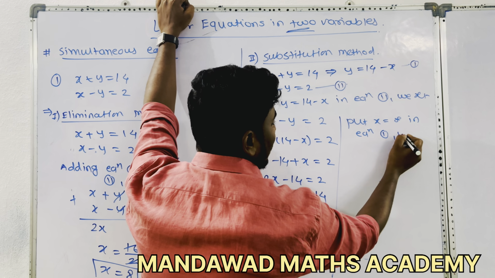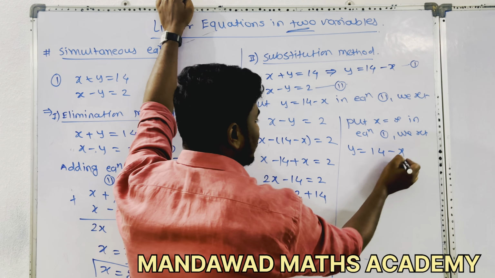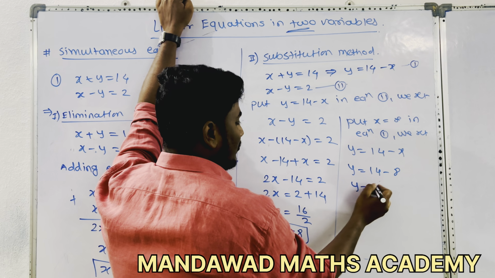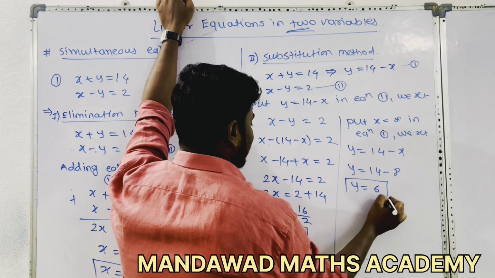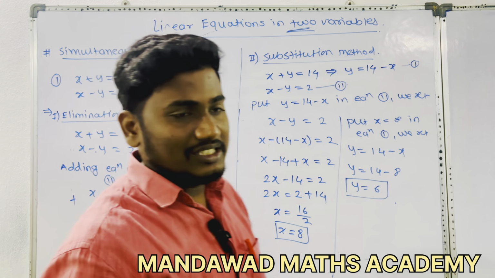You can put x equal to 8 in equation 1. What is equation 1? y equal to 14 minus x. y equal to 14 minus 8. What is 14 minus 8? 6.